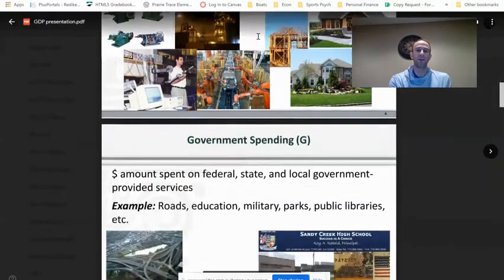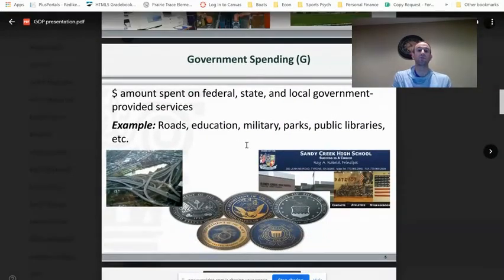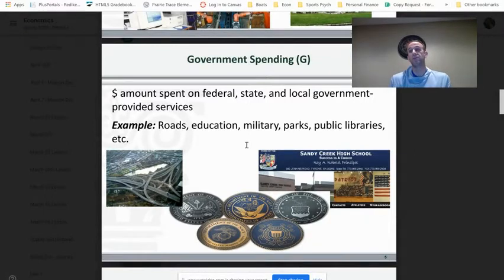Another thing that's calculated in the U.S. GDP is the spending of our government. On the federal, state, and local level, we have many projects that take government money. Like you see the examples there: roads, education, military, parks, all those different things. Anytime we take federal money or state money or local money and put it into a program, that's going to help our GDP.